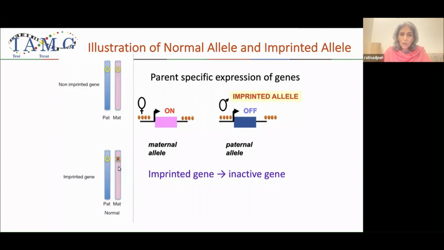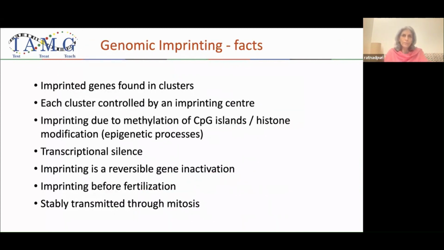This is in contrast to most genes that are not imprinted, where both copies are expressed in the normal individual, and it does not matter whether it is inherited from the father or from the mother. This is the basic concept of an imprinted allele, an imprinted gene that is responsible for the group of disorders that come under the heading of imprinting disorders.